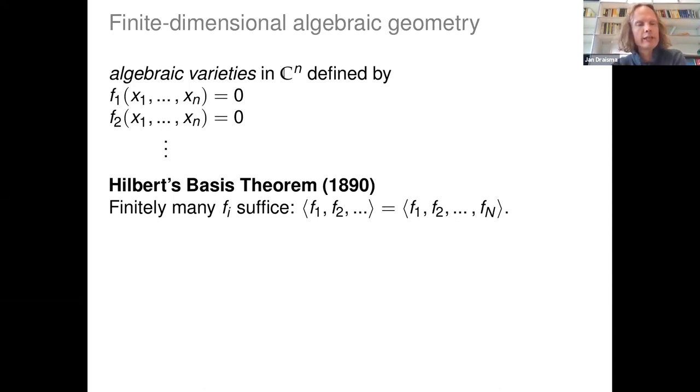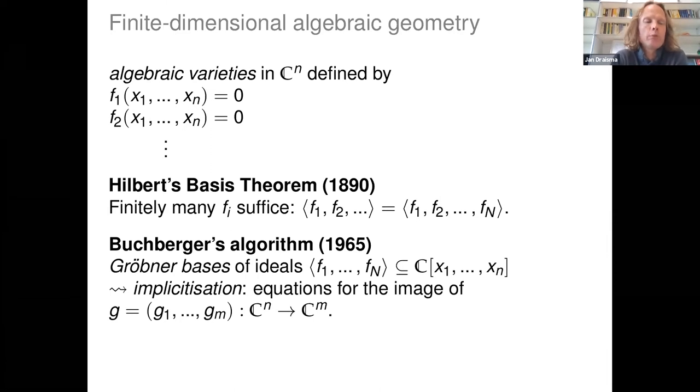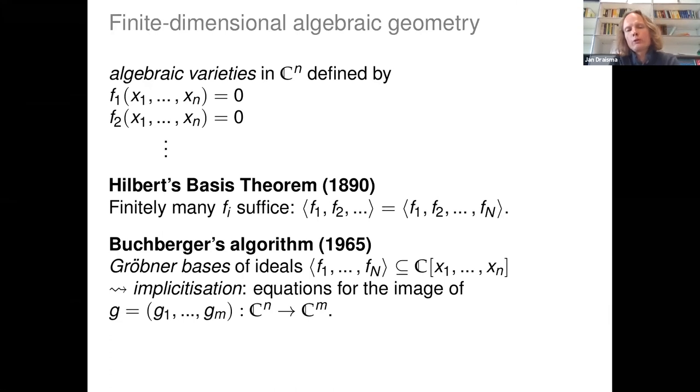Now, this basis theorem was made effective by Buchberger's algorithm, who developed a notion of Gröbner bases for ideals. So you should think of this as a kind of least common multiple of the algorithm that computes the greatest common divisor of two polynomials in one variable, and on the other hand, of Gaussian elimination. So these Gröbner bases are a little bit like row-reduced forms, but for polynomial equations rather than linear equations. And Buchberger's algorithm allows you to do implicitization.